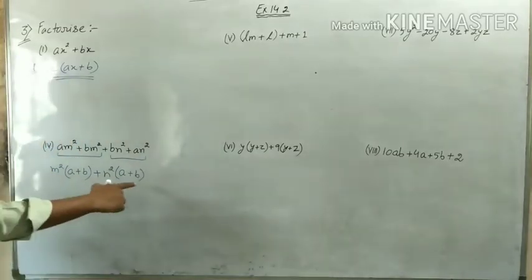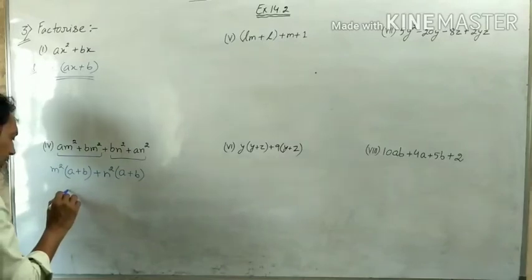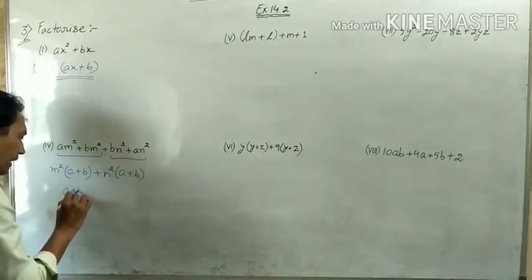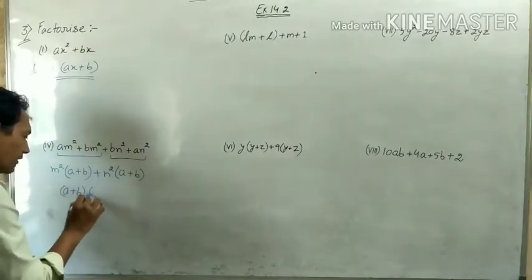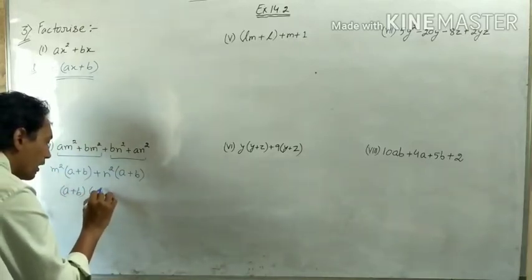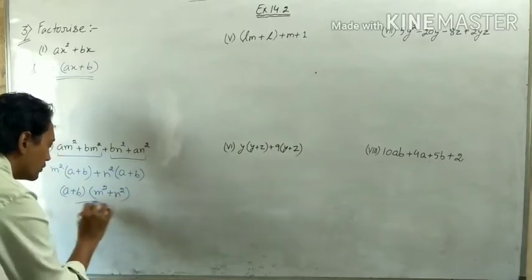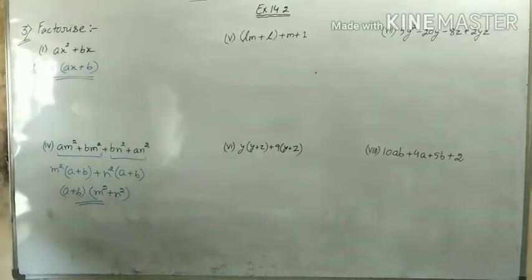Now again you see on both the sides you have a plus b here, again a plus b here, twice you have it, so you take a plus b common once, and the rest of the thing, m square plus n square, you can put in bracket, m square plus n square. So this is your factorization.